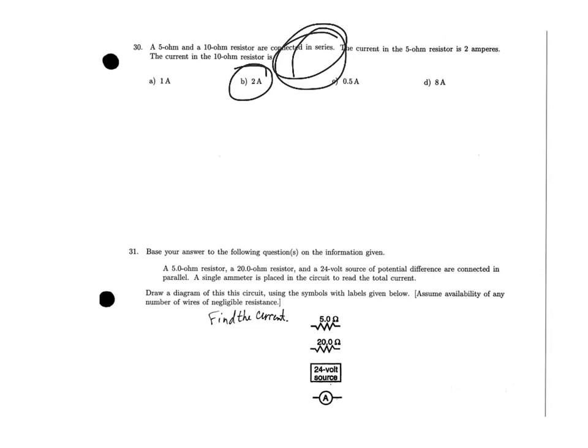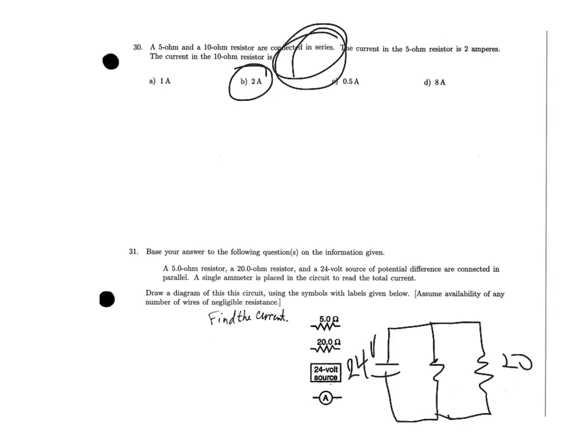Base your answer on the following information. A 5 ohm resistor, a 20 ohm resistor, and a 24 volt source of potential difference are connected in parallel. A single ammeter is placed in the circuit to read the total current. Draw a diagram of this circuit using the symbols with labels given below. So we've got a 24 volt source here. We've got a 5 ohm, and we've got a 20 ohm resistor that should connect all the way. 20 ohm, 5 ohm.